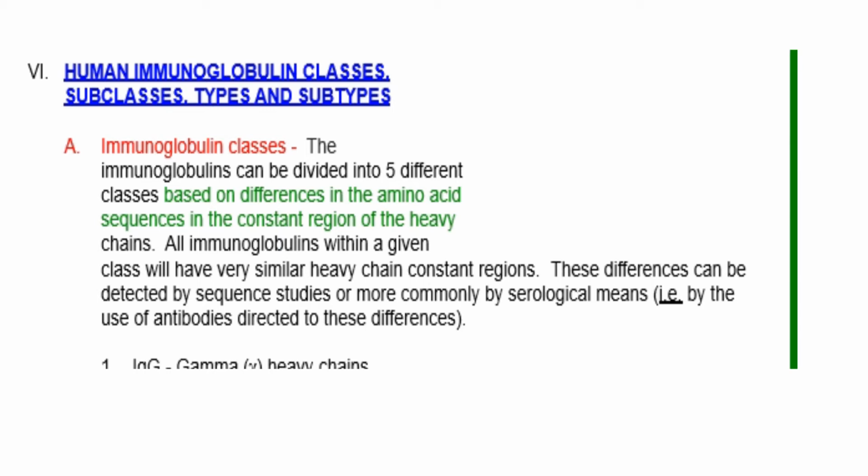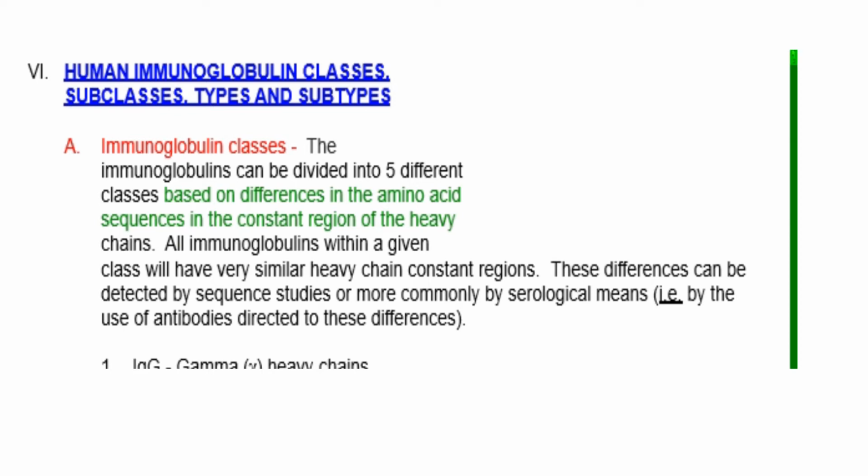Subclasses. The classes of immunoglobulin can be subdivided into subclasses based on small differences in the amino acid sequence in the constant region of the heavy chain. It means there will only be differences in a small number of amino acid sequences. All immunoglobulins within a subclass will have very similar heavy chain constant region amino acid sequences. Again, these differences are most commonly detected by serological study.